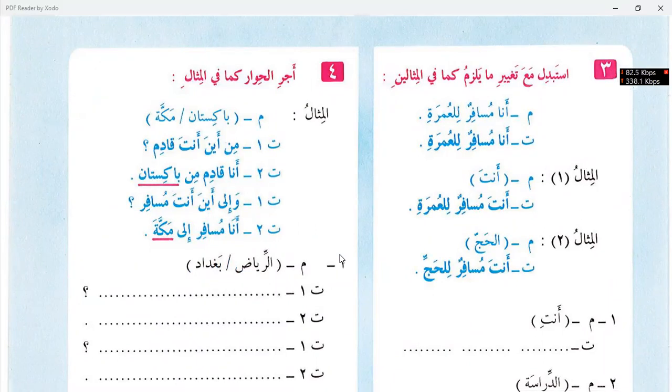Istabdil, replace with, changing what is needed in those examples. Ana musafirun lil umrah. I am traveling for umrah. Anta musafirun lil umrah. You are traveling for umrah. Yes. Then anta musafirun lil hajj, you are traveling for hajj.